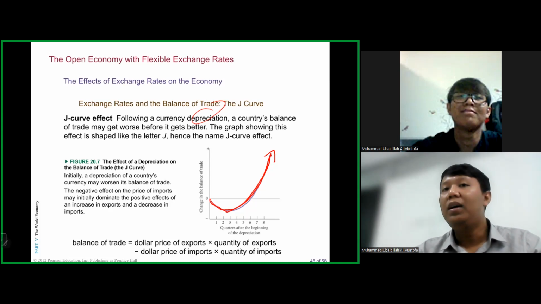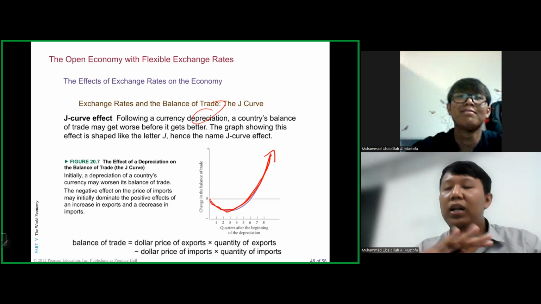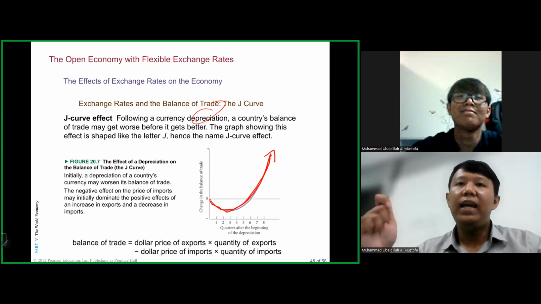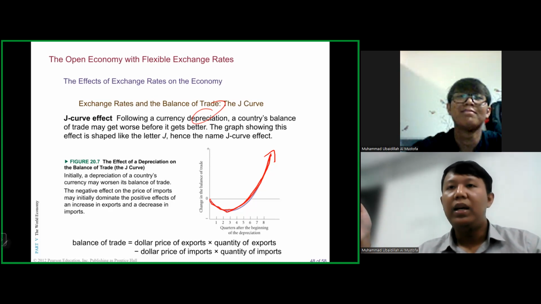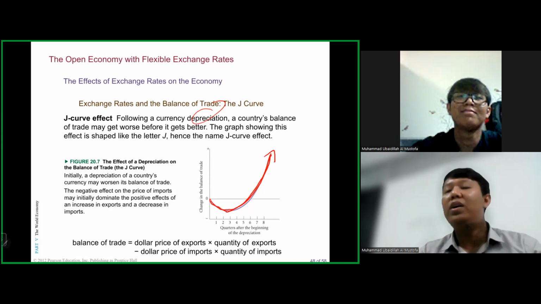And at the same time, a lower local currency, a depreciation in our local currency, will boost our exports and our economy. So we can say that a depreciation will benefit exporters, and it will have bad effects on our imports because our imports become more expensive. We need more money to import products, goods and services.